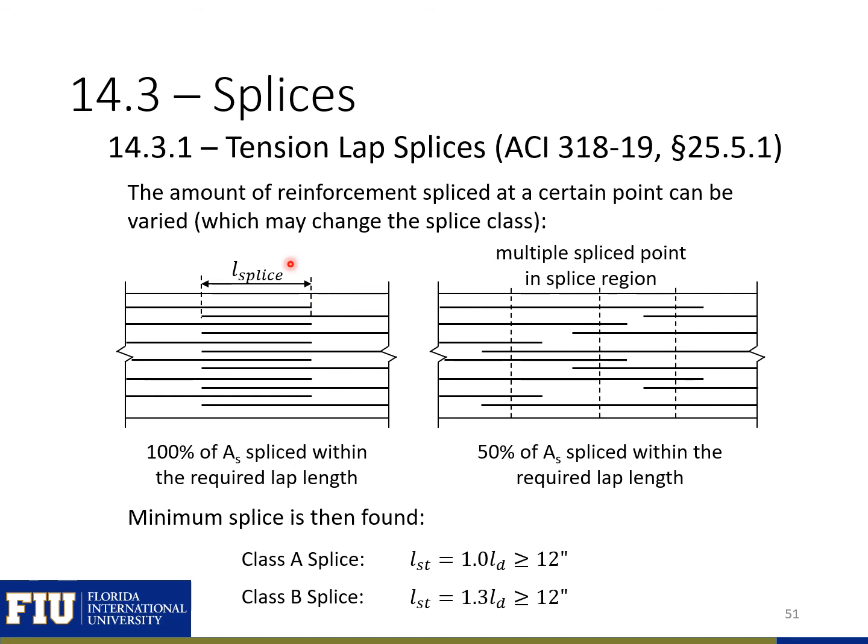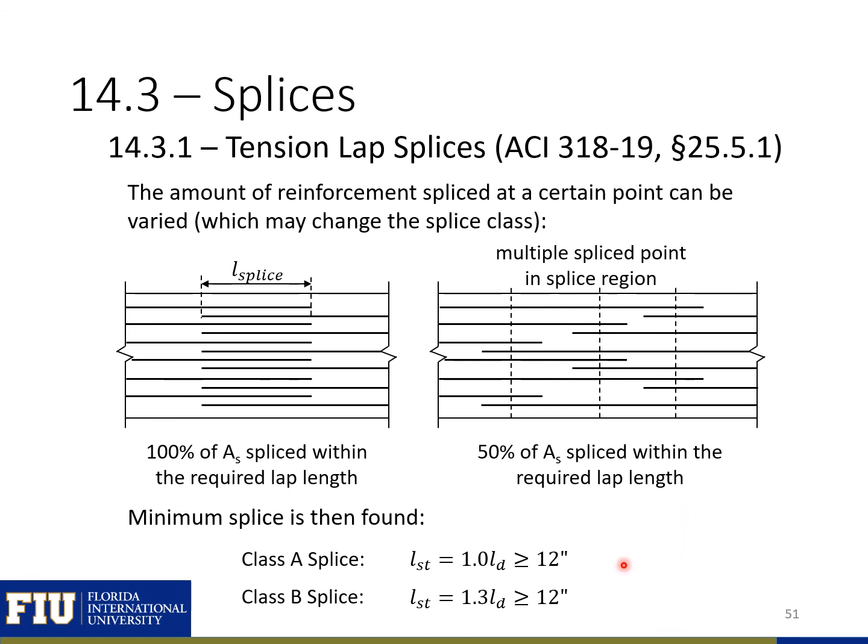If you have all of your reinforcement spliced in the same location, shown here on the left, then you're always going to have a class B splice, as we saw in the previous table. If you have multiple splice points, that makes it so that less than 50% of our area is spliced within the required lap length. So here you can see we have only 2 bars spliced, 2 bars spliced, 2 bars spliced in 3 different locations. Then this is the requirement where you can have a class A splice, as long as the amount of steel provided is greater than twice the amount of steel that's required.